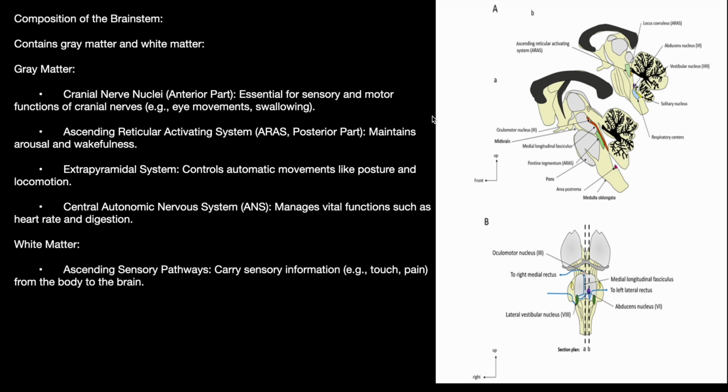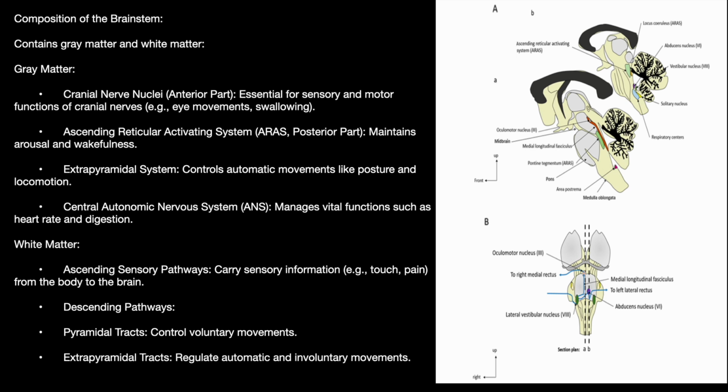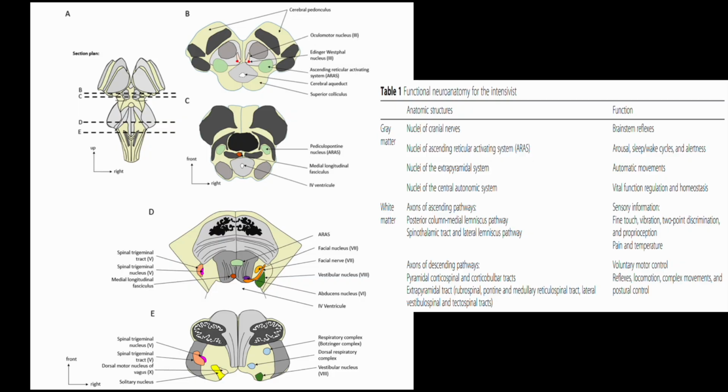In the white matter, these are all the gray matters that you see. In the white matter, you will find the ascending sensory pathways which carry the sensory information. We will see this in the next diagram. We have the descending pathways, the pyramidal tracts which control the voluntary movement, the extrapyramidal which control the automatic and the involuntary movements. So here you can see the various tracts or the white matters that we saw right now. These are the various tracts and the nuclei. Here you can see the nuclei and the tracts. So this is just a table summarizing the various tracts and their functions.